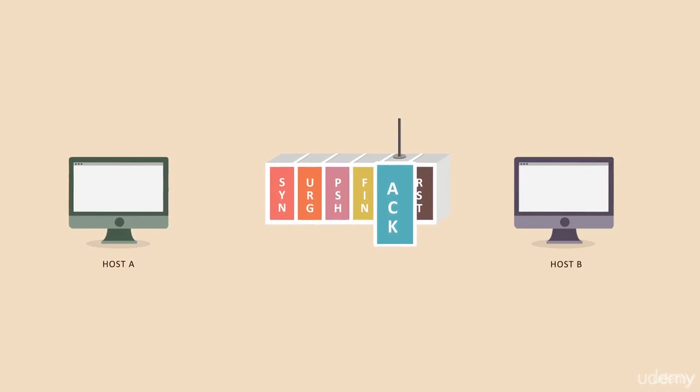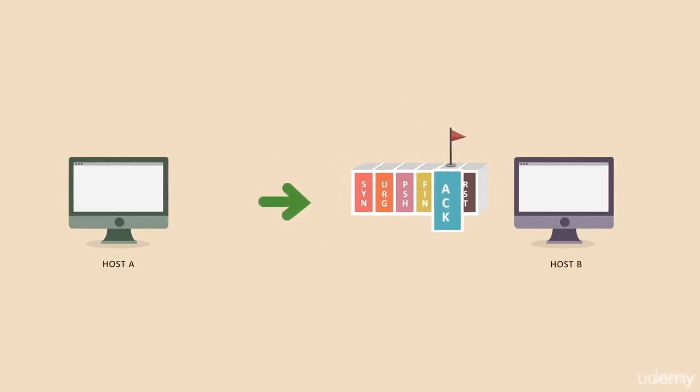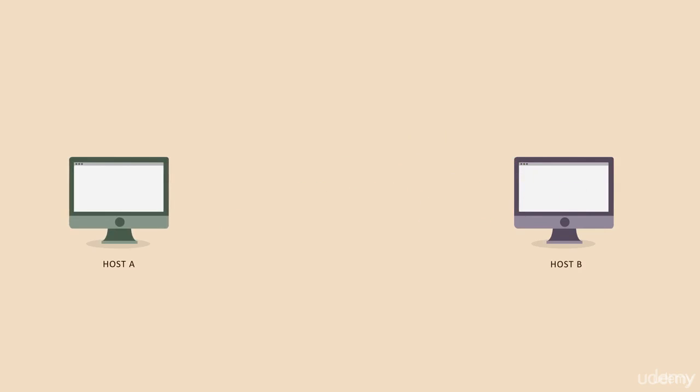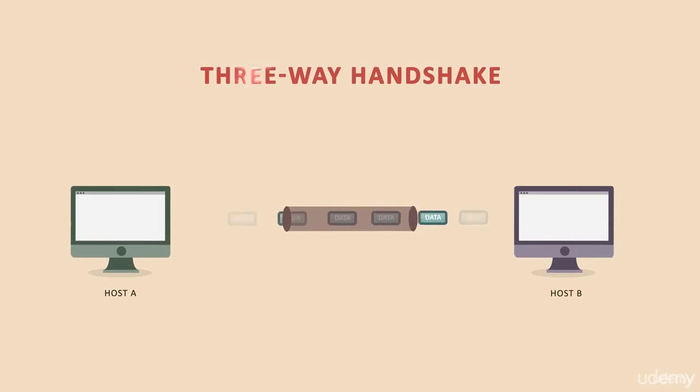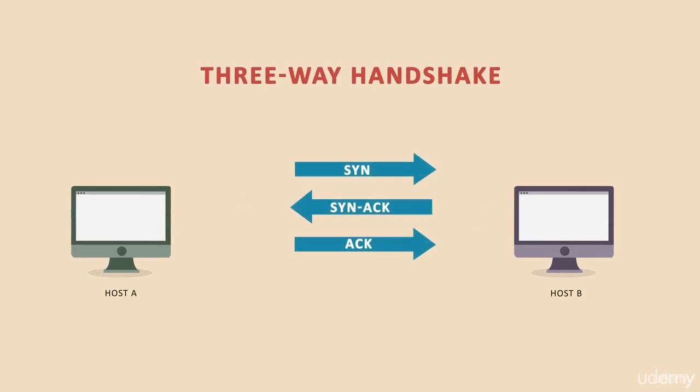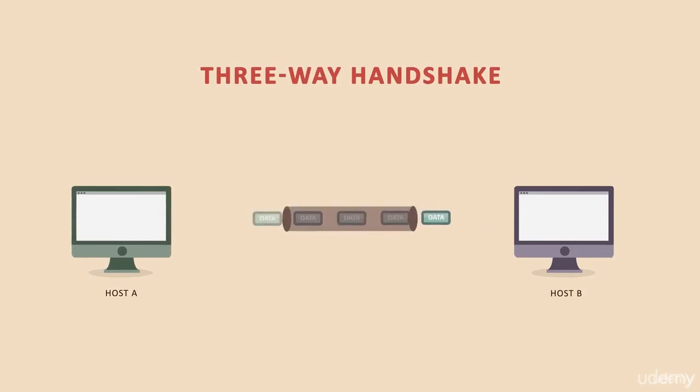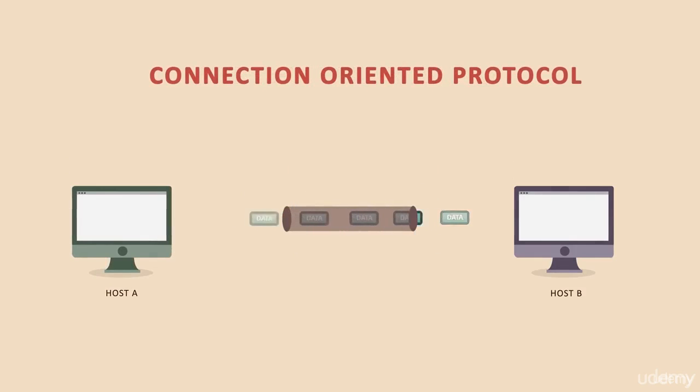On receiving this, host A sends a probe with acknowledgement, shortly ACK, to impart that the connection is established, and then it starts sending the data. This is called a three-way handshake, and this process of connection establishment makes TCP a connection-oriented protocol.